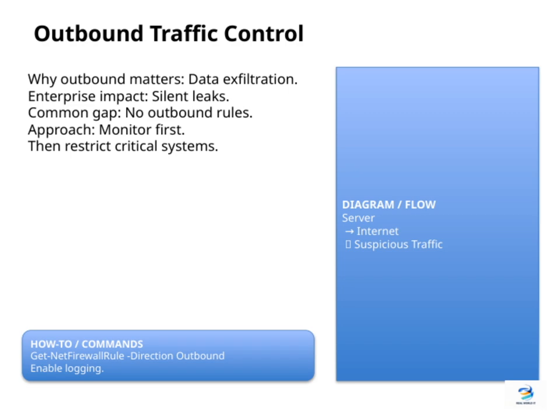A common gap in many organizations is the lack of outbound rules. Often, the focus is only on inbound traffic, leaving outbound unmonitored. That's a mistake. The best approach is to start by monitoring outbound traffic first. Once you understand the normal behavior and identify any anomalies, you can then restrict critical systems to prevent unauthorized data from leaving. In summary, outbound traffic control is an essential part of your security posture. It helps you catch suspicious activity early and protect your organization from potential data breaches.